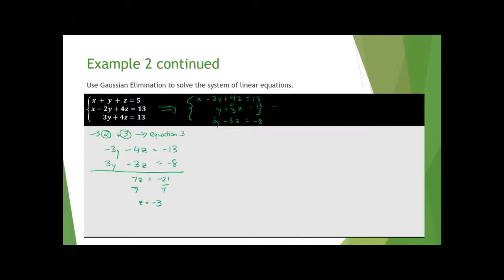So now I'm going to just write this up here. We have a row echelon form. We have x minus 2y plus 4z equals 13. We have y plus 4 thirds z equals 13 thirds. And then we have z equals negative 3.